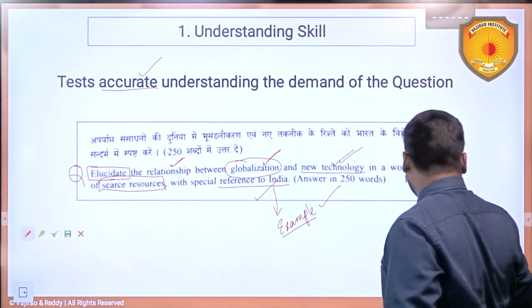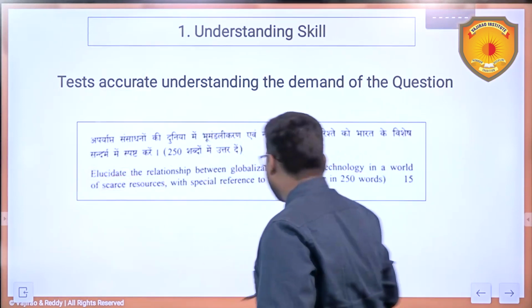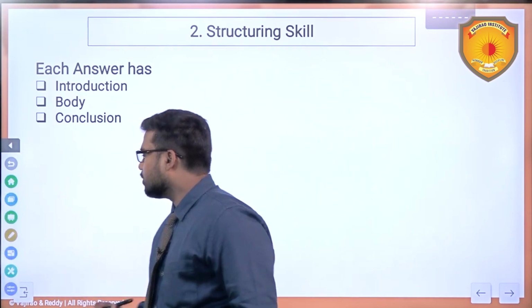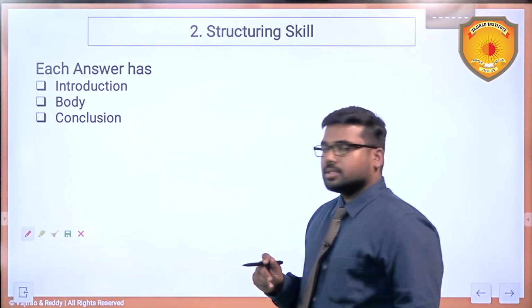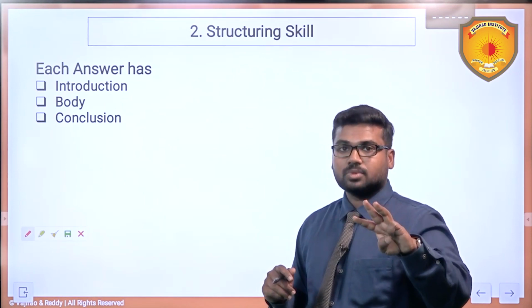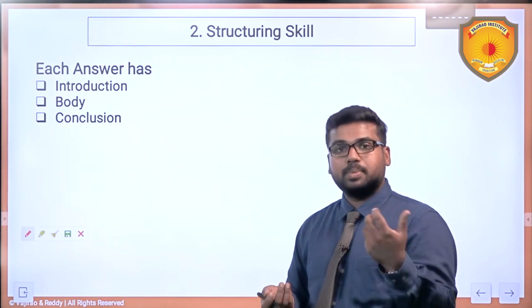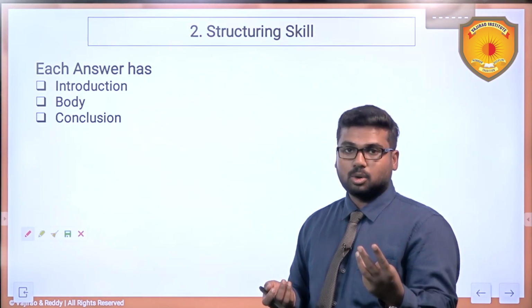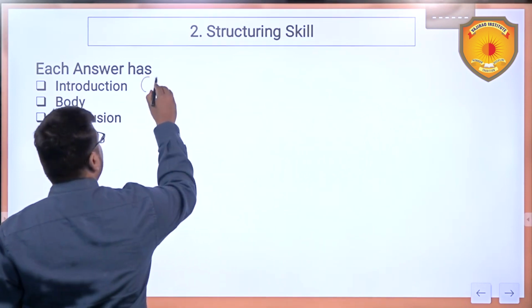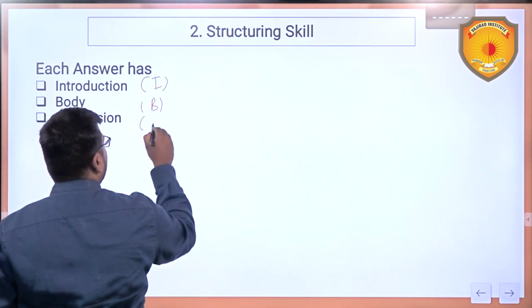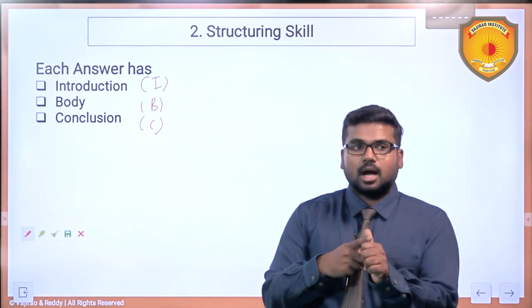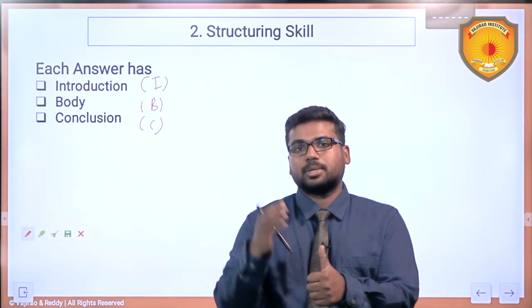Then comes the next aspect of it. What is the next aspect that we are focusing on? That is structuring your answer. See, each and every answer has three main components. In fact, even an essay or any piece of writing that we do has three components. What are those? Introduction, body, and conclusion. So introduction is what? How you begin, how you introduce a particular topic.